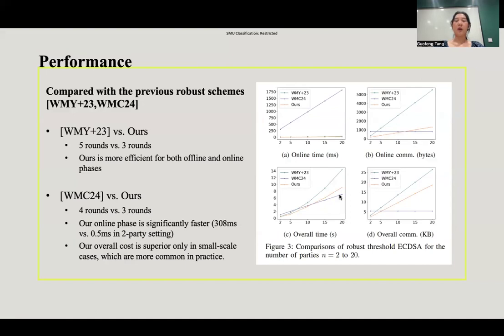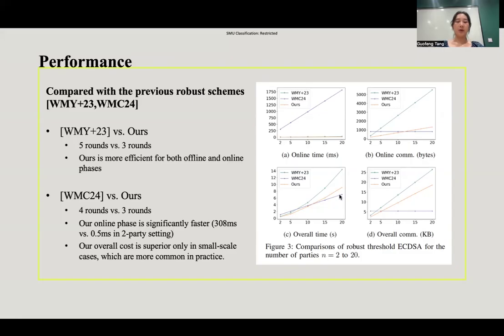Finally, we compare our work with the previous 2 robust schemes. They are WMY+23 and WMC24. Compared with the work in 2023, our signing protocol is only 3 rounds, but theirs requires 5 communication rounds. And ours is more efficient for both offline and online phases. Compared with the work in 2024, our signing protocol requires 1 less communication round. And our online phase is significantly faster.